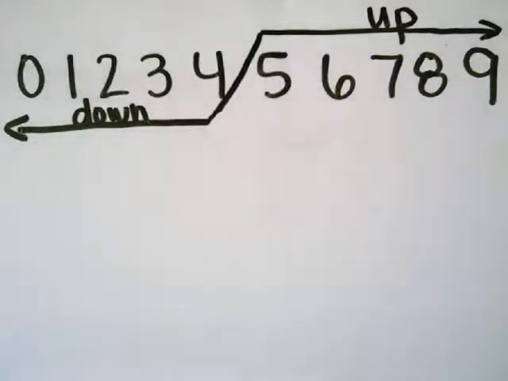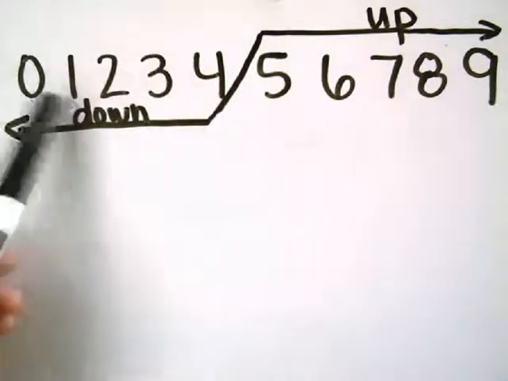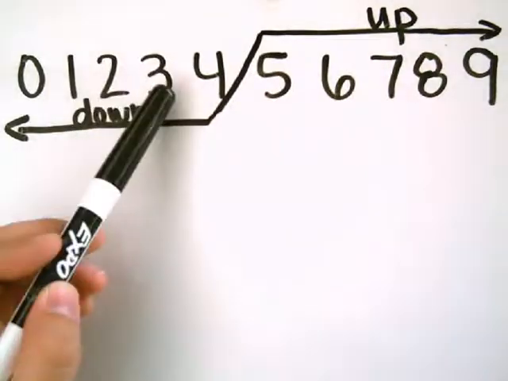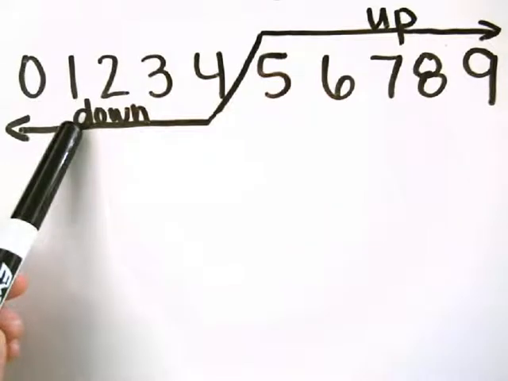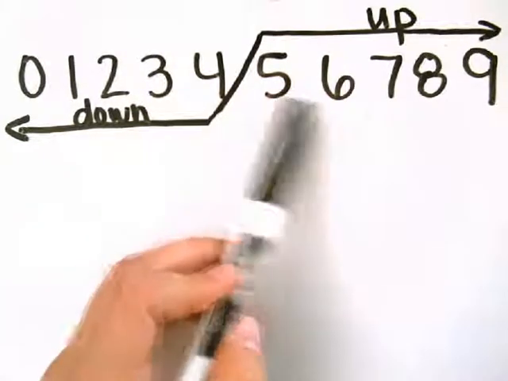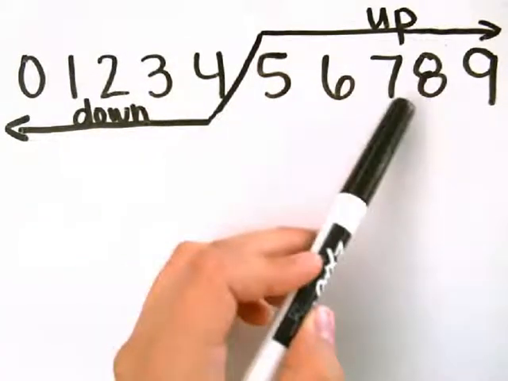So when you are rounding, the place value that you are rounding to, the number to the right of it is going to determine if you are going to round that number up or down. If the number to the right of the place that you are rounding to is 0, 1, 2, 3, or 4, it is going to tell you to round that number down. If the number to the right is a 5, 6, 7, 8, or 9, it is going to tell you to round up.